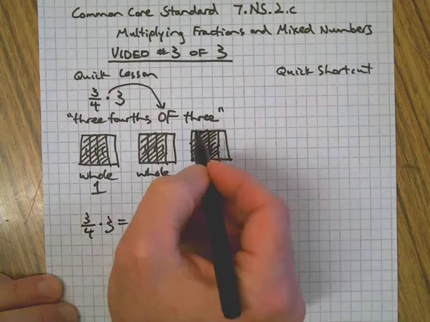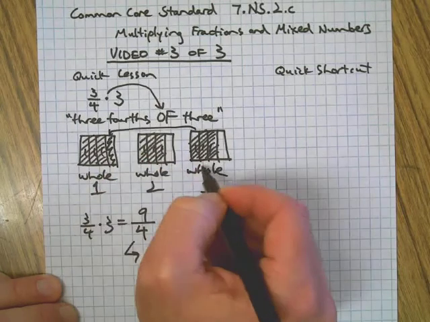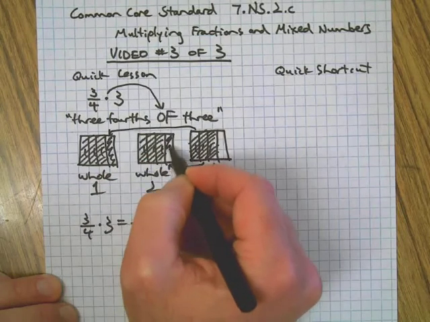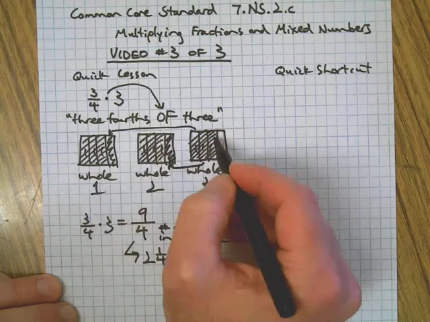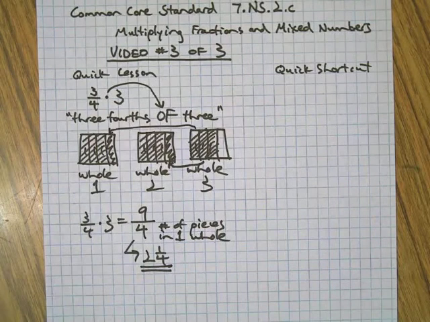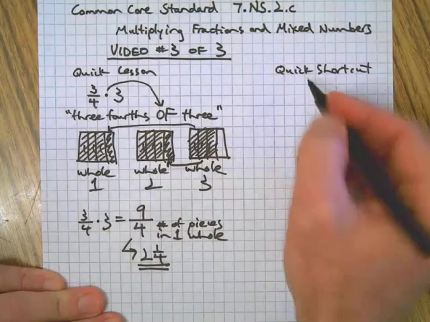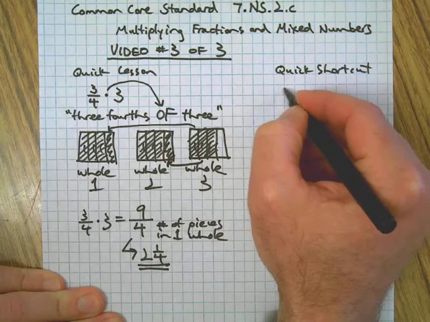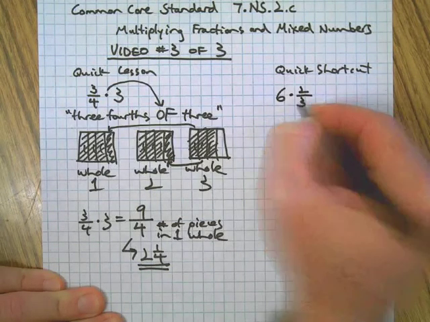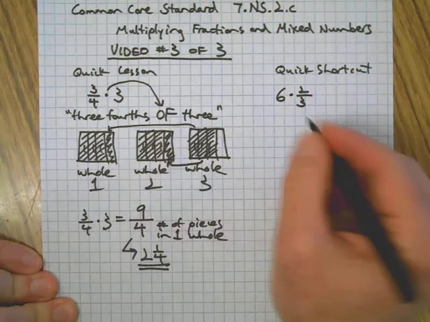Makes sense? I can take one of these and drop it over here. I can take another one and drop it in there. So that's 2 whole things plus 1/4 left over. 2 and 1/4. Anyway, that's how you can deal with multiplying a whole number by a fraction. And here's another quick side trip, a little shortcut. Let's say we have a problem like this. 6 of 2/3. Okay, here's the shortcut.